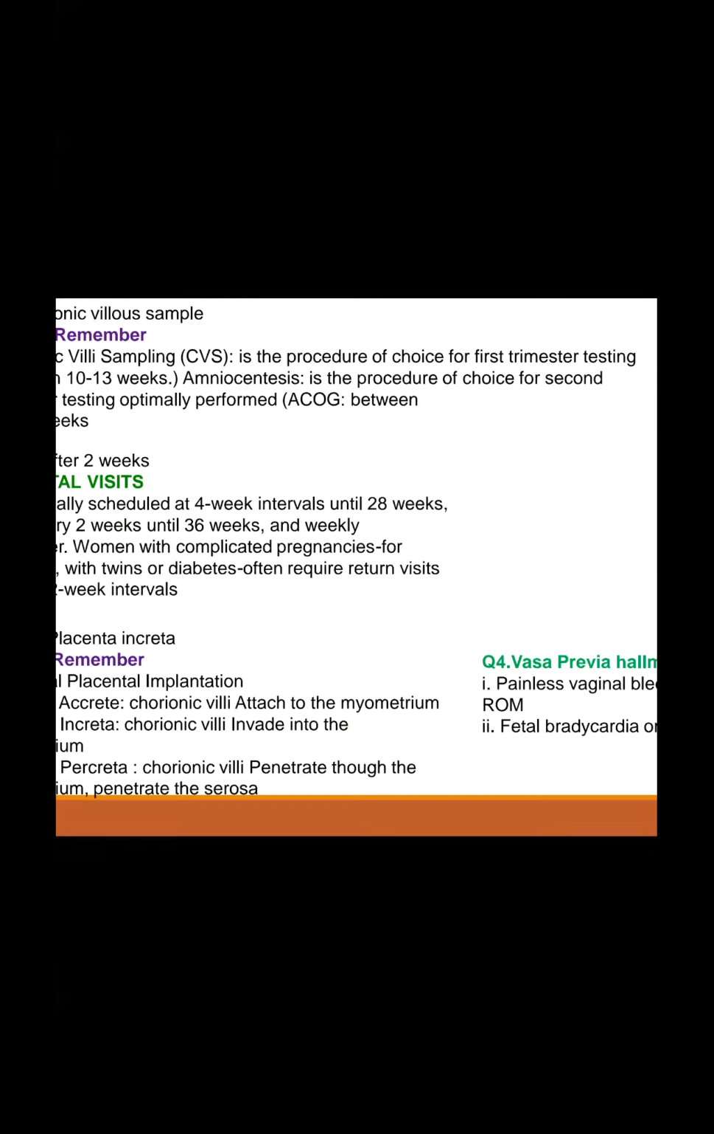Okay. Now, I'll shortly discuss Dr. Mousumi's case: chorionic villus sampling can be done in the first trimester, and in the second trimester amniocentesis or amniotic fluid examination can be done. Regarding Dr. Saba's case, we have to wait for 2 weeks.